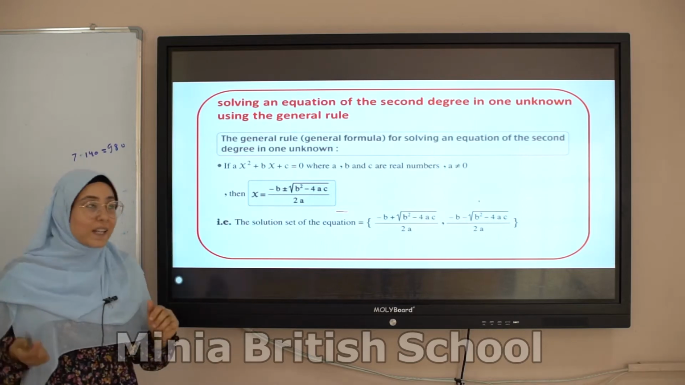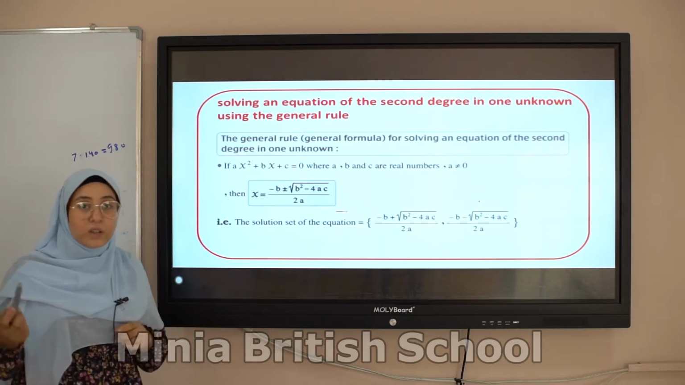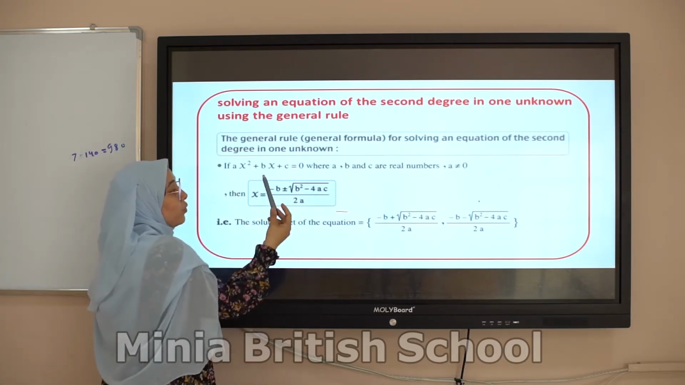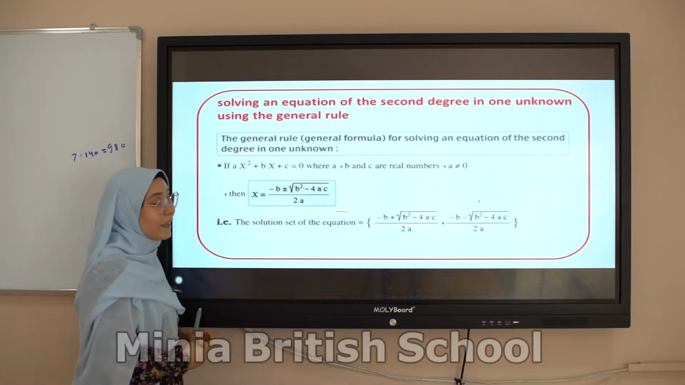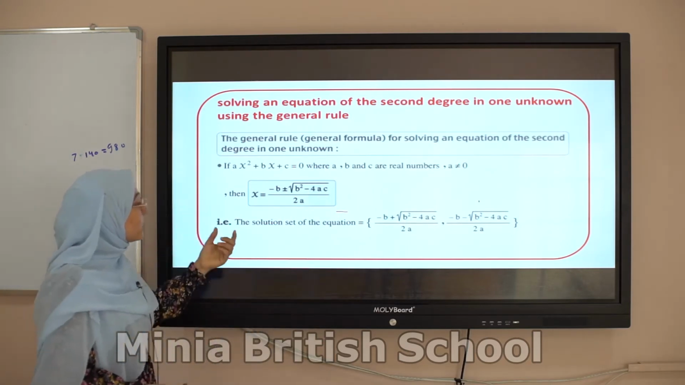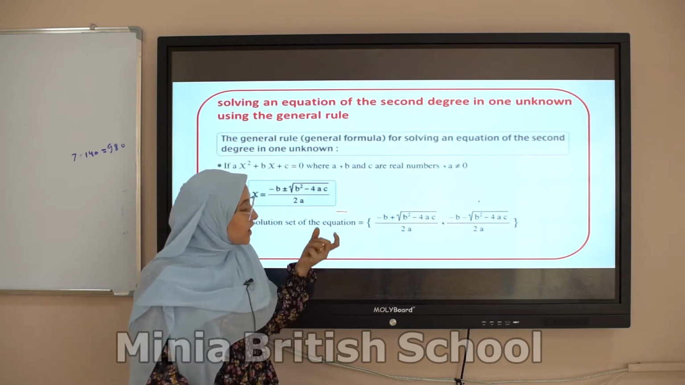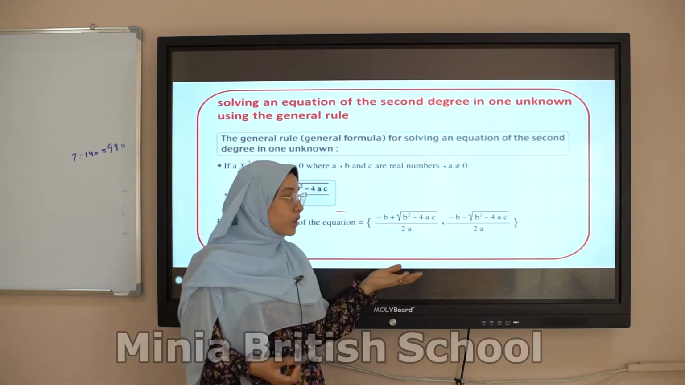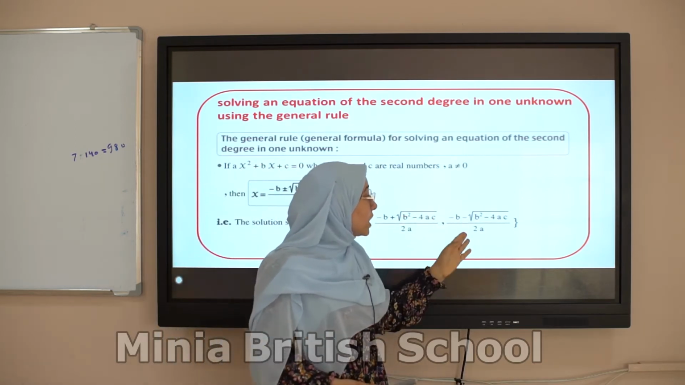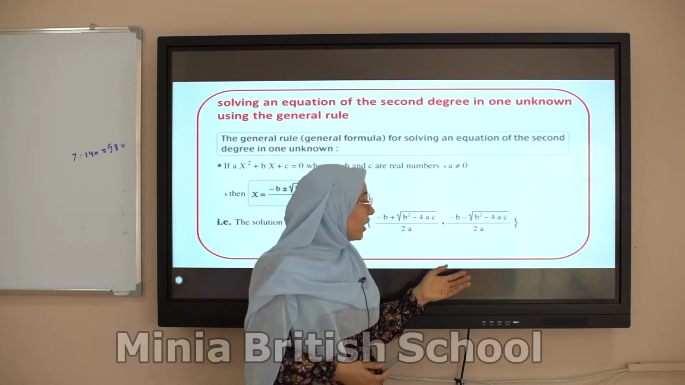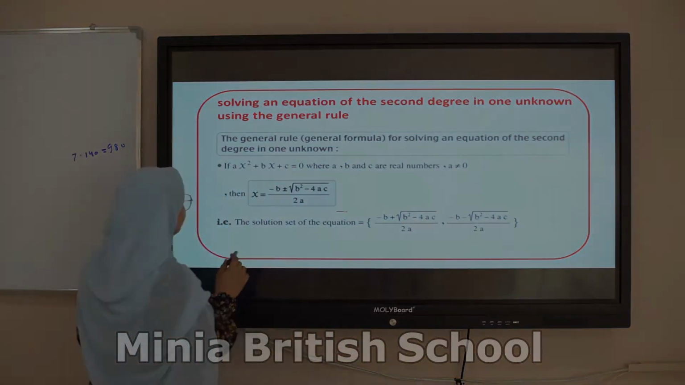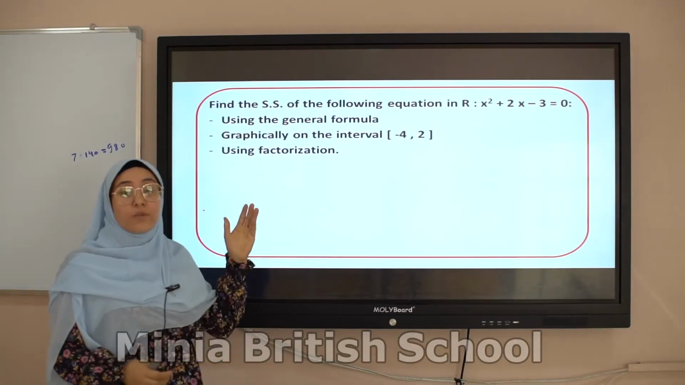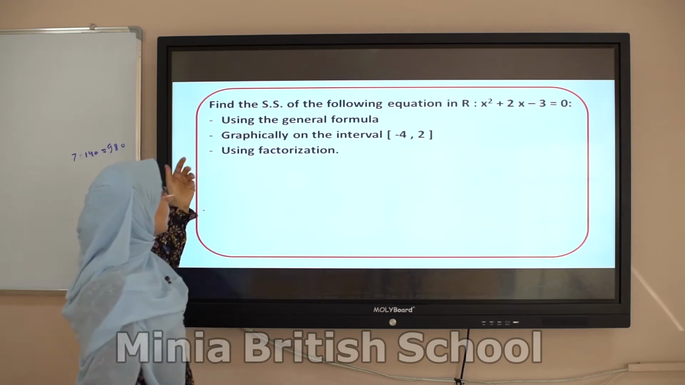for solving an equation of the second degree in one unknown: x equals negative b positive or negative root b power 2 minus 4ac over 2a. So the solution set of the equation equals negative b plus root b power 2 minus 4ac over 2a, and negative b minus root b power 2 minus 4ac divided by 2a. Now I will find the solution set for this equation by the general formula.